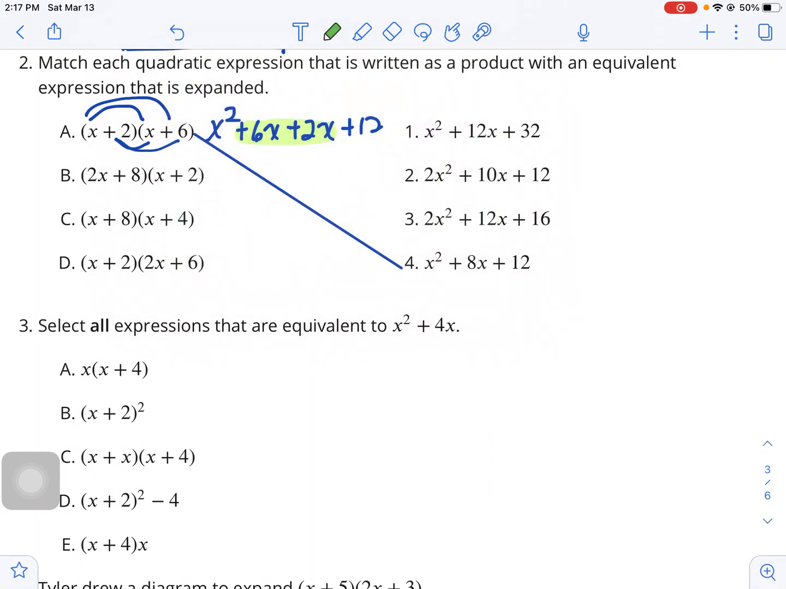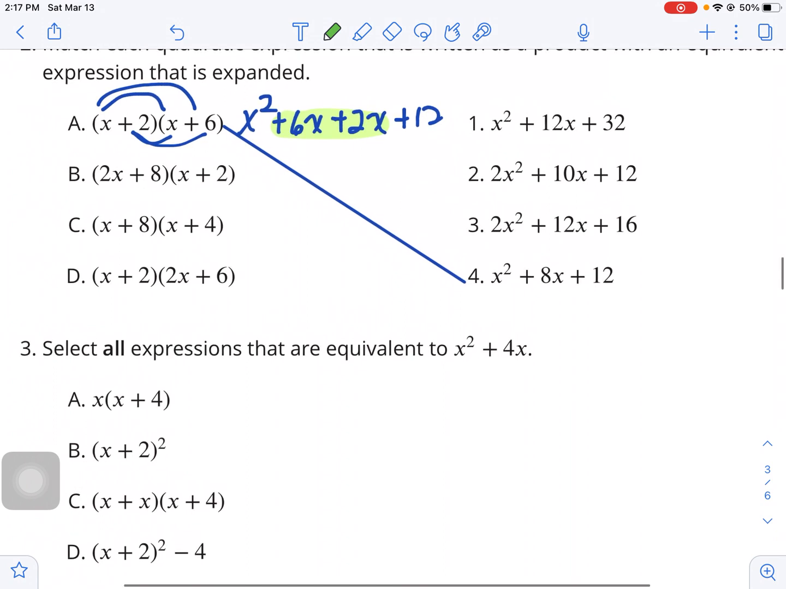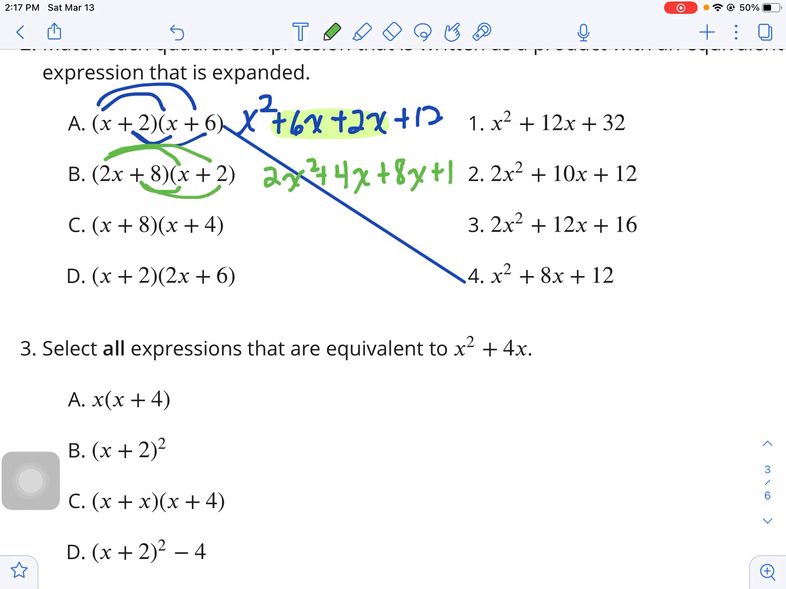For letter B, I'm going to use distribution again. 2x times x gives me 2x squared. 2x times 2 gives me 4x. 8 times x gives me 8x. And 8 times 2 gives me 16. So combining these middle terms, I get 12x. So I have 2x squared plus 12x plus 16. So B gets matched with number 3 there.